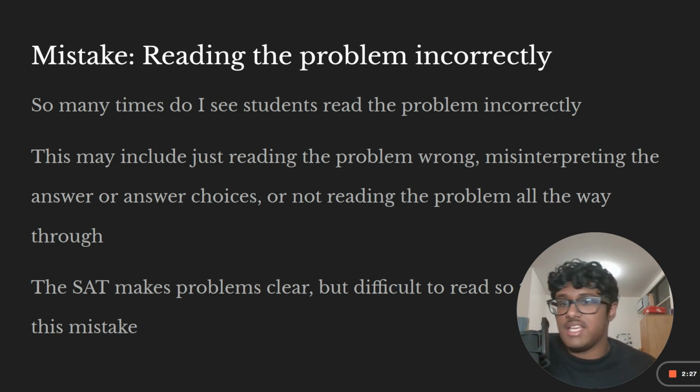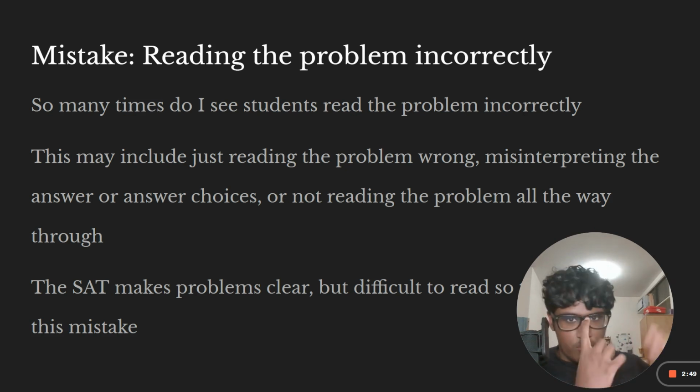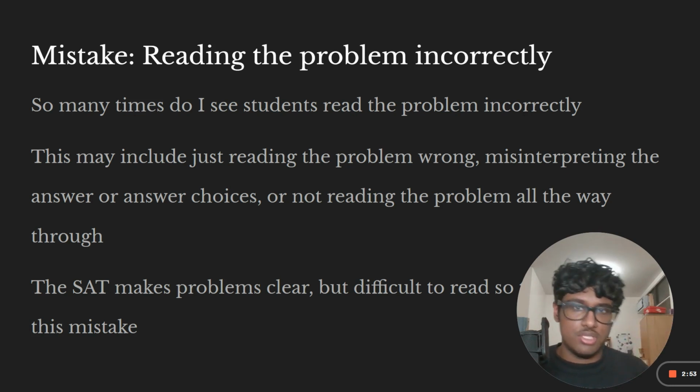So this includes just reading the problem wrong, right? But it also includes fully reading the problem and not thinking that you've read it incorrectly, but misinterpreting the answer that it wanted you to solve, or the answer choices, right? You just forgot to read a certain word, you misunderstood it, right? Or you didn't read the problem all the way through. You were going through a math problem and read about halfway with all the information and thought just from that you would be able to solve the problem, and the rest of it was just extraneous information.